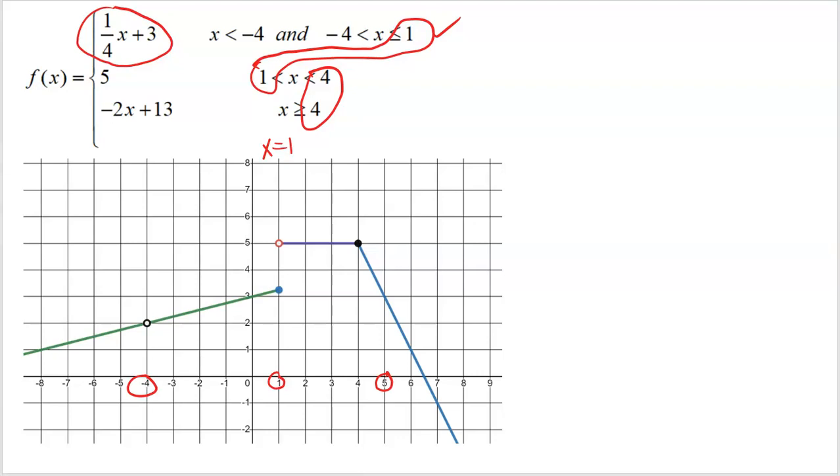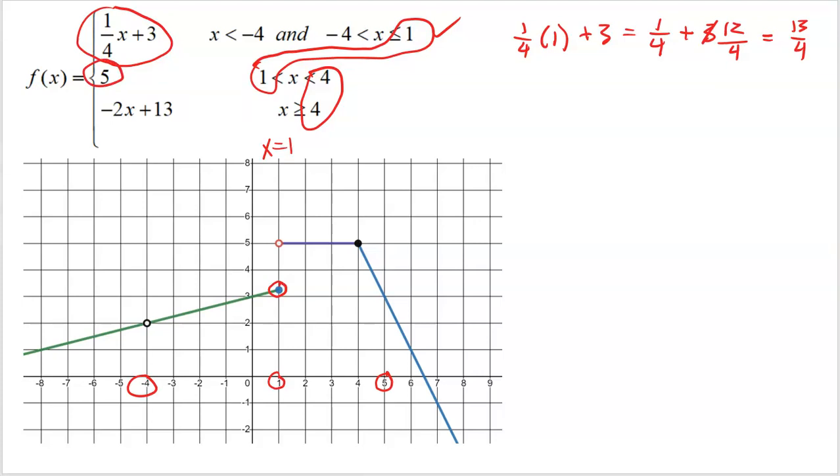If I plug 1 into the first function, I have 1/4 times 1 plus 3. That's going to be 1/4 plus 3. 3 could be viewed as 12/4, just getting my common denominator there. And that's going to be 13/4. So that's where I am right here. 13/4 is a little bit more than 3. So that's where we see this value right here. But then it makes a jump right after 1, because if x is anything greater than 1, we're going to use the horizontal 5. So that jumps me up to 5.